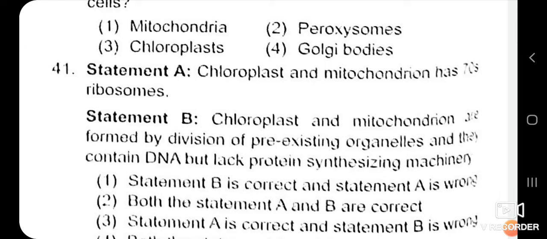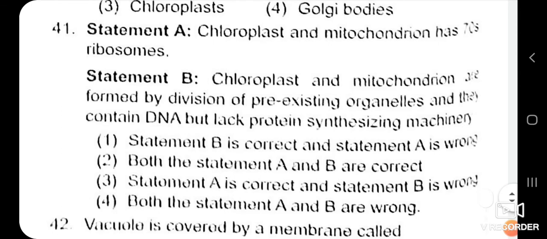Question number 41. There are two statements given. Statement A states that chloroplast and mitochondria have 70S ribosome. This is correct because we have seen that in prokaryotic as well as in the chloroplast and mitochondria 70S type of ribosomes are there. Statement B, chloroplast and mitochondria are formed by division of the pre-existing organelles and they contain DNA but lack protein synthesizing machinery.